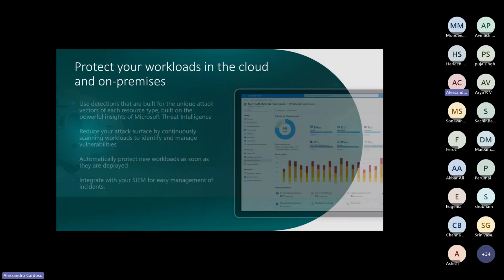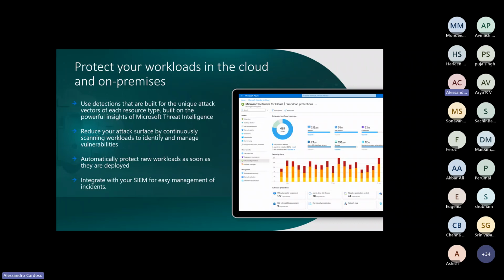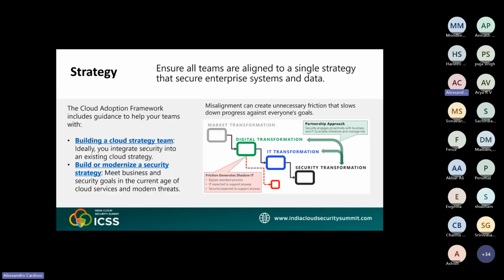I showed that screen already. Protection workloads, which I just mentioned. Make sure that you implement this, especially around containers, SQL, storage. Everything that has data is a very important asset. And you just saw when I started this presentation, how much it costs to hire someone to try and breach, which is nothing, right?